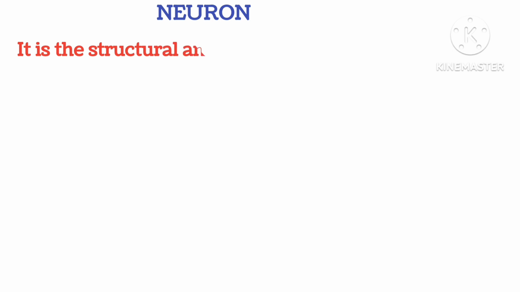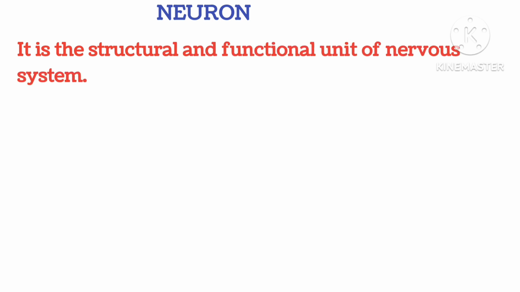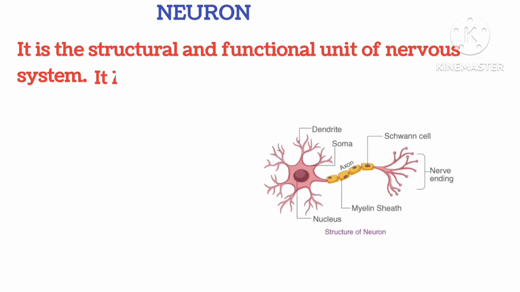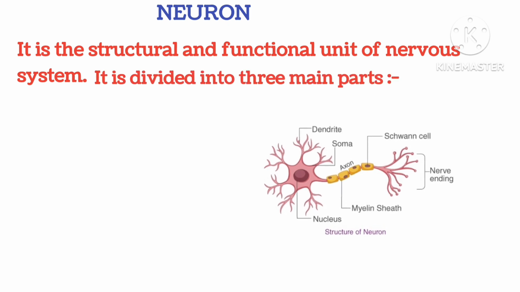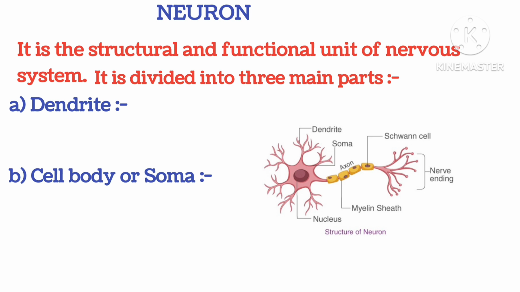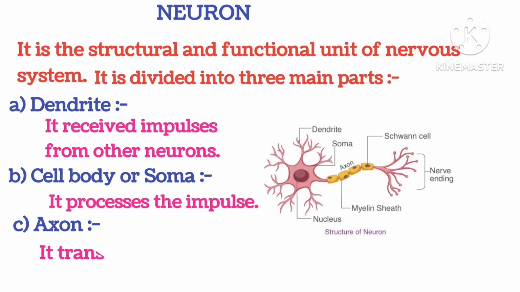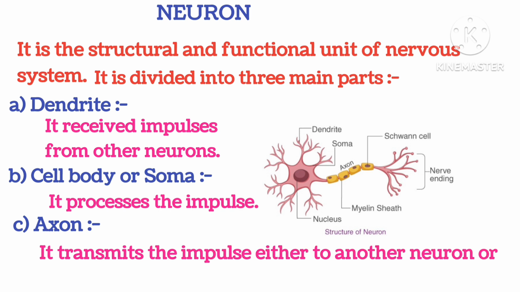Neuron. It is the structural and functional unit of nervous system. As you can see in the diagram, it is divided into three main parts. First part is the dendrite, second is cell body or soma, and third is axon. Dendrite receive impulses from other neurons, cell body processes the impulse, and axon transmit the impulse either to another neuron or to muscles or glands, etc.